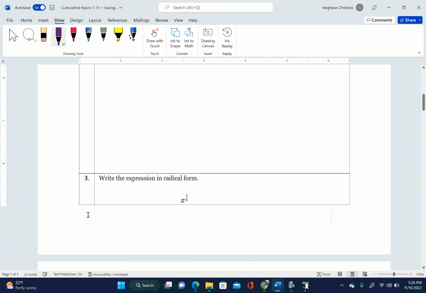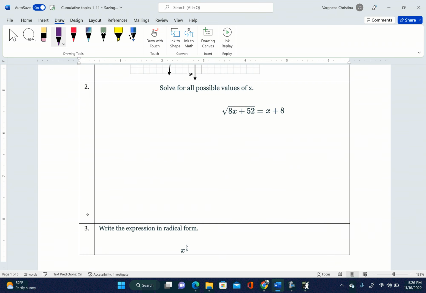Okay, next question, question number 2. We're going to start by squaring both sides. So the square root and the square cancel each other out. So we have 8x plus 52 is equal to x plus 8 times x plus 8. If you use box method, pause the video please and do box method here. You're going to get x squared plus 16x plus 64. Don't take my word for it. Please do this yourself and make sure that you get the same thing.